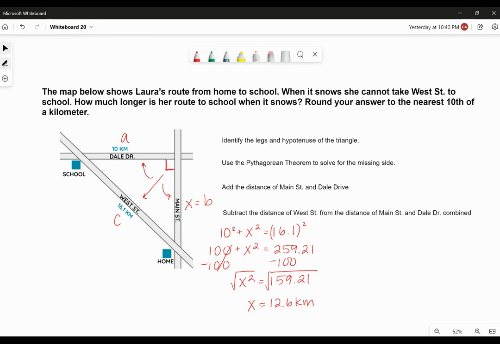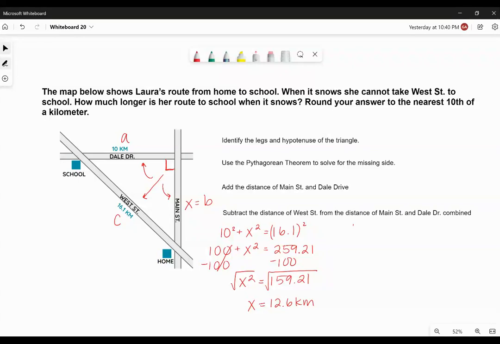So remember, the question isn't asking us how far she will walk on Main Street, but how much longer she is going to have to walk altogether to get to school when it snows. Or in this case, maybe drive kilometers. This amount of kilometers would be a long way to walk. So we have some more things to do. We're going to figure out, when it snows, what is her total distance that she drives to school? So we're going to add up Dale Drive and Main Street.